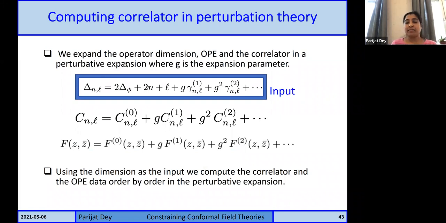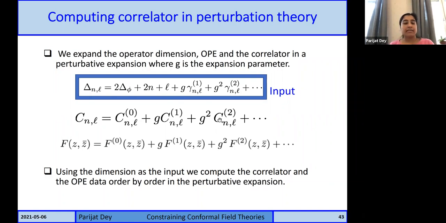So by perturbative CFT we mean that we expand the operator dimension, OPE coefficients, and the correlator in a perturbative parameter G. G is any perturbative parameter. So we are expanding around the mean field theory. So this part is the mean field bare dimension for the mean field theory, and these are the corrections. These are the first order and second order anomalous dimensions and so on.